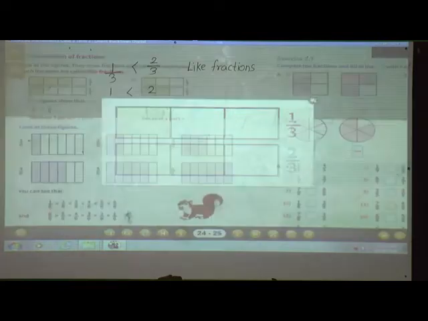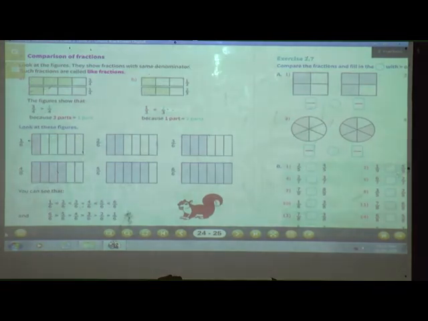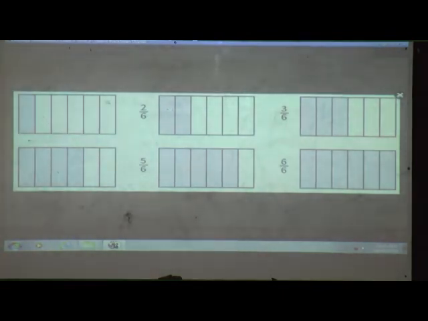Now we'll move to the next part. Look at these figures now. Here this whole is divided into 6 equal parts, and out of 6 parts only 1 is shaded. So what is the fraction of this part? 1 by 6. Here also this whole is divided into 6 equal parts, and out of that 6 parts 2 are shaded. So the fraction is 2 by 6. Here out of 6, 3 parts are shaded. So the fraction is 3 by 6.